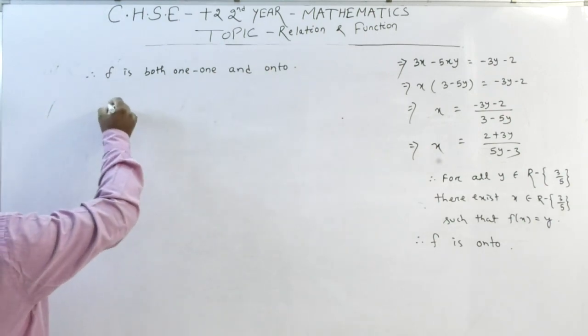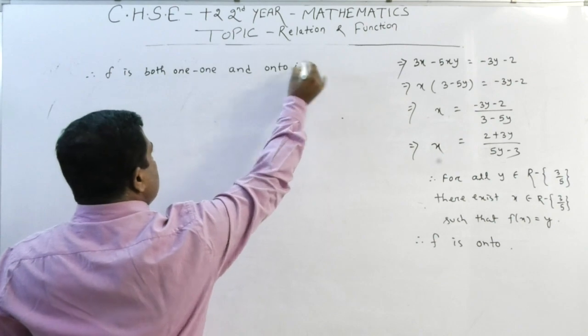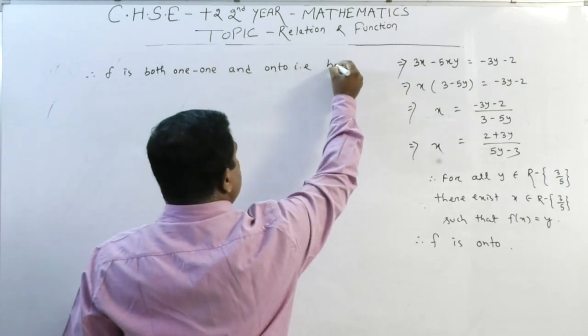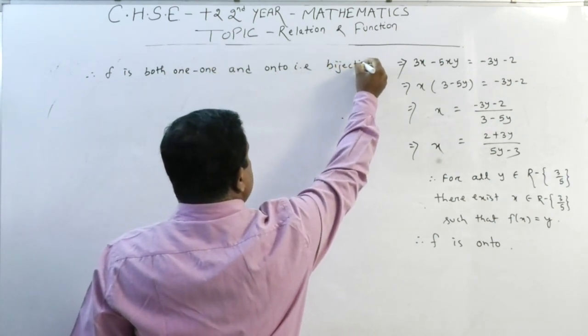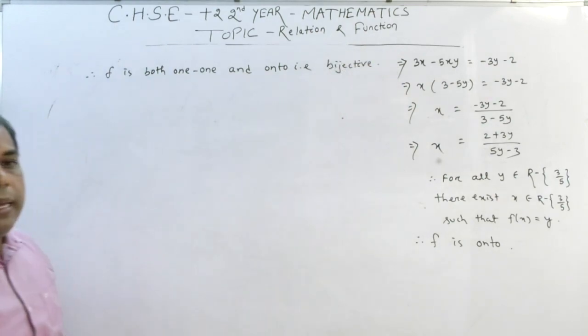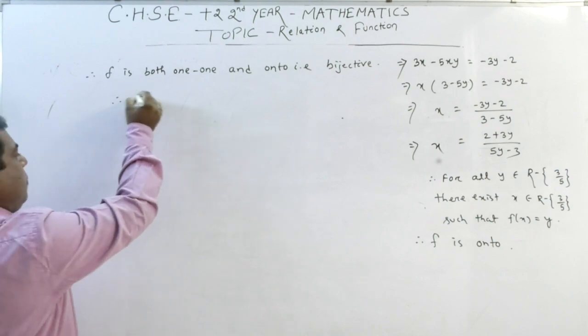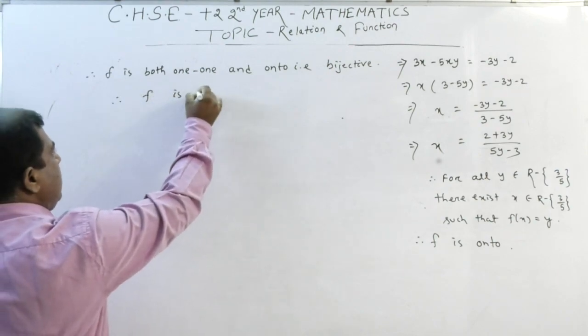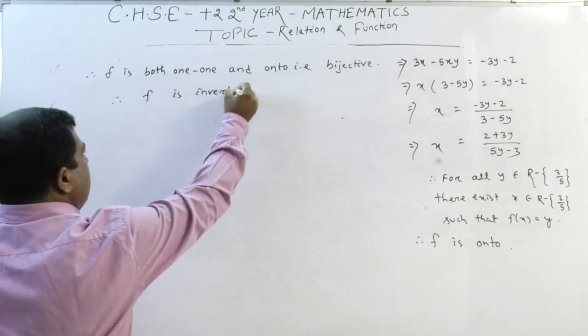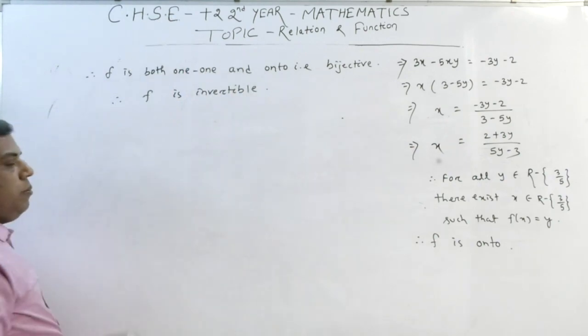So if it is one-one and onto, what can we say? That is, it is bijective in nature. F is bijective in nature. Therefore, f is invertible. That's why we can say f is invertible.